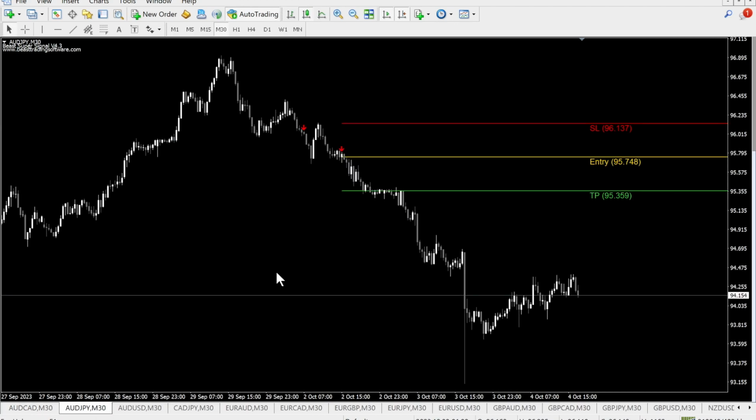Onto Australian dollar, Japanese yen here again as well. This looks pretty good. We had two sell signals, both of them winners. No issues on this pair as well.